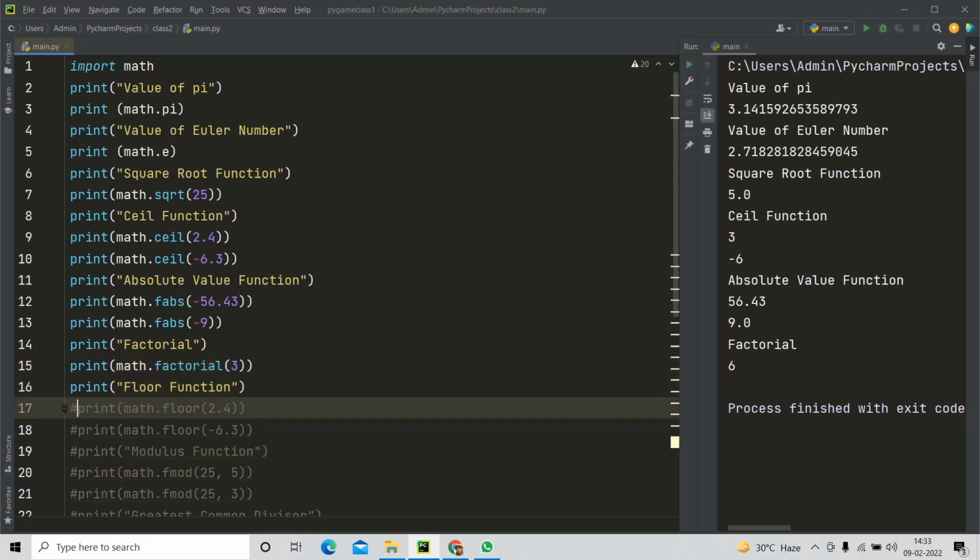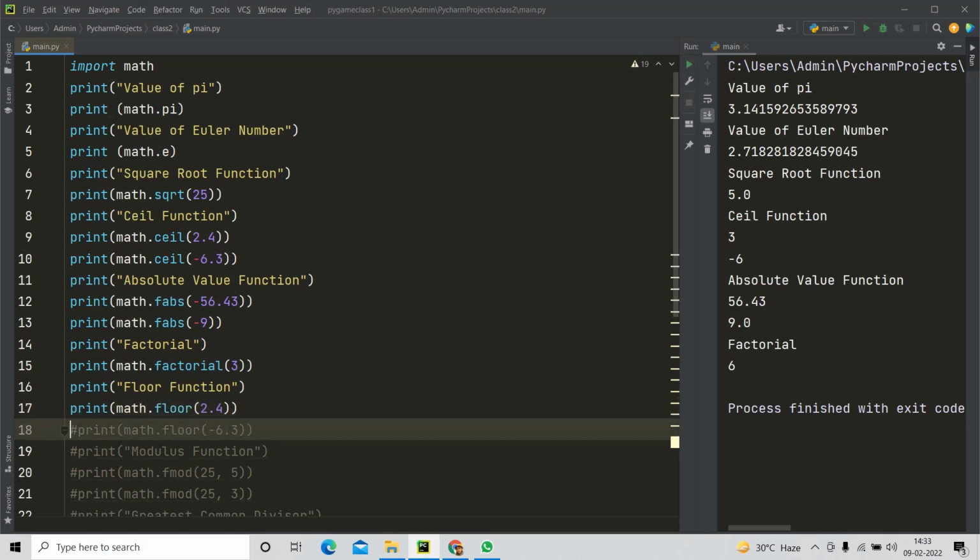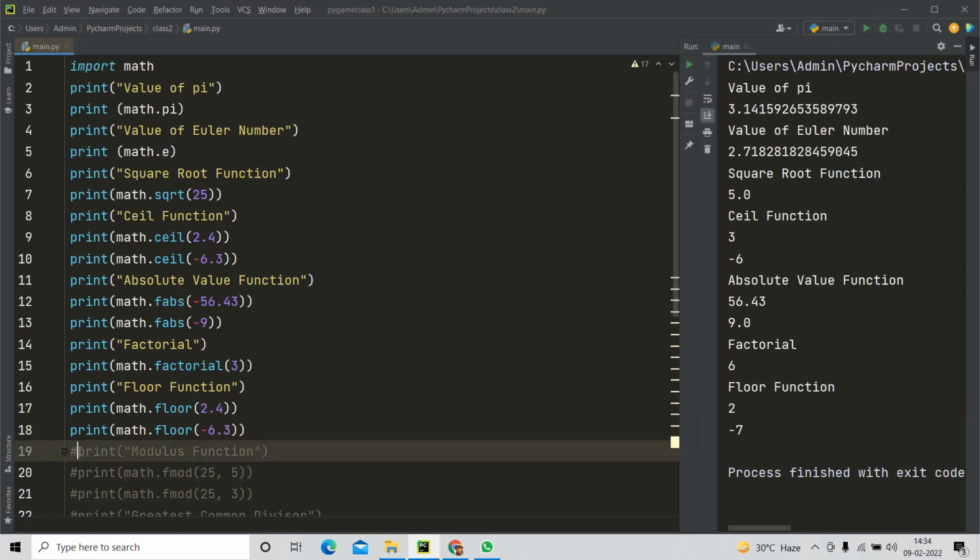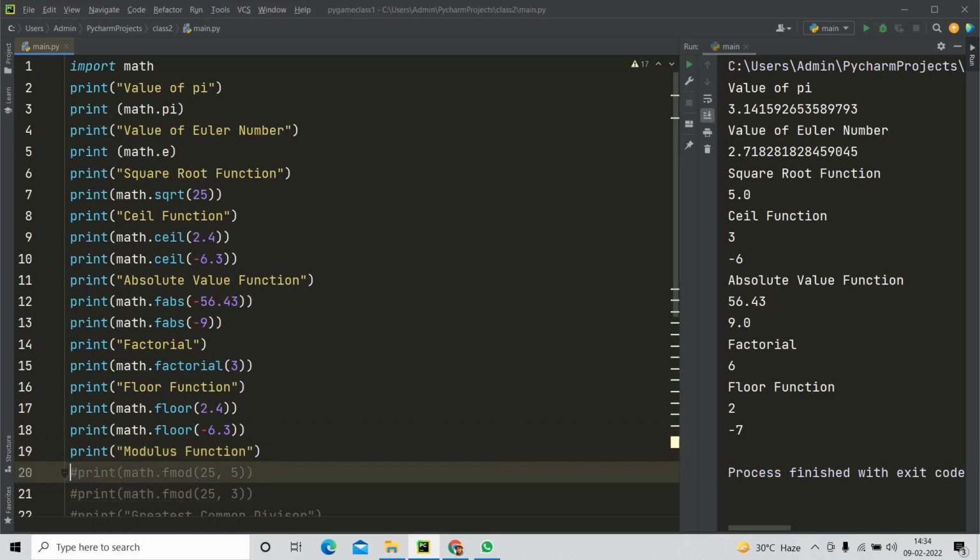Now coming to the floor, it is just opposite to the ceil. It will round off to the least number instead of rounding off to the greater number. Let me run and show you. Can you see? It is rounding off to the least number, which is 2 but not 3. Yeah. So now coming to the modulus.